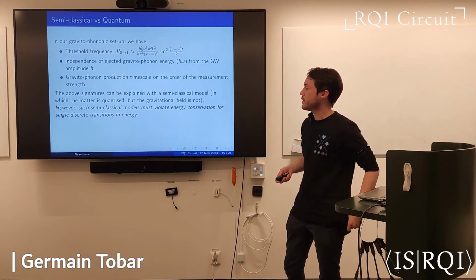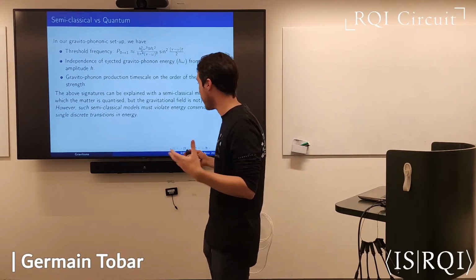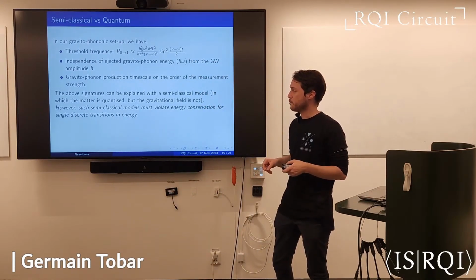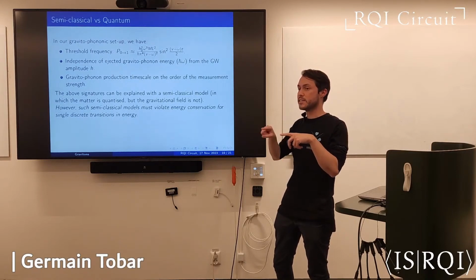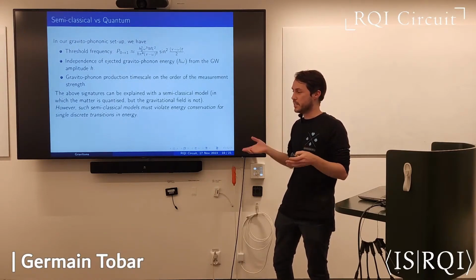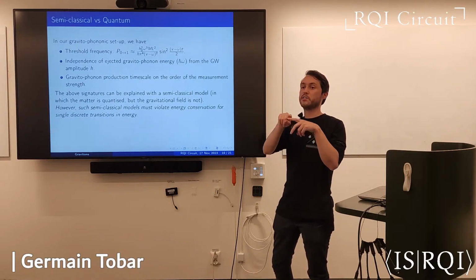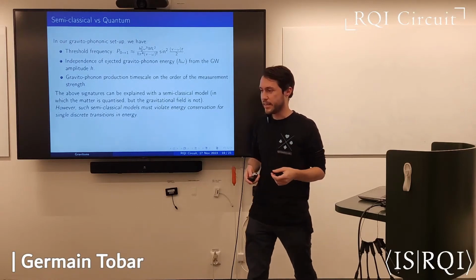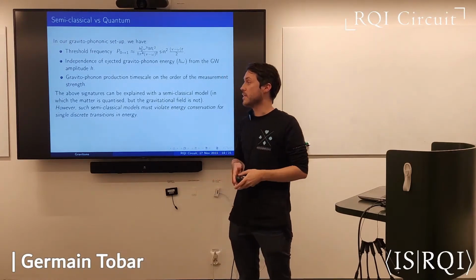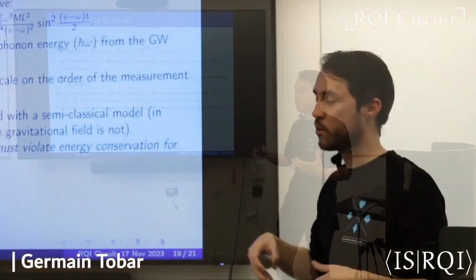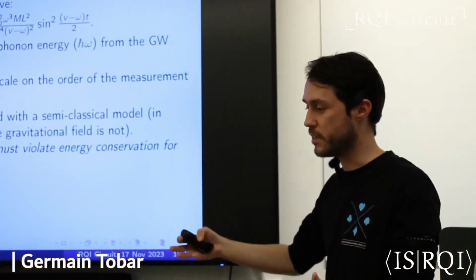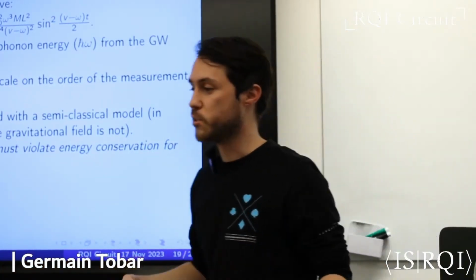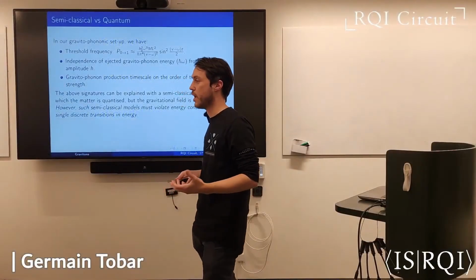However, the caveat there is that these semi-classical models must violate energy conservation, in that if you have a discrete transition on the matter side, and energy is conserved, there must also be a discrete h bar omega transition on the field side as well. Of course, you can have a non-energy conserving theory where you still maintain a description of the gravitational wave as a classical continuous field that satisfies the Einstein equations, or in the electromagnetic case, a classical continuous field that satisfies the Maxwell equations.